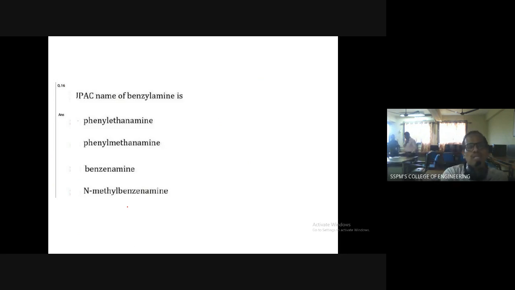Now IUPAC name of benzylamine. Benzylamine. This was also asked in CET examination only. All questions are asked in CET examination only. Okay. So benzyl. Benzyl means what? I already told you sometime before. You see, this is benzene. So it is attached to CH2. That is benzyl. And amine means NH2 group. So you have to write IUPAC name of this compound.